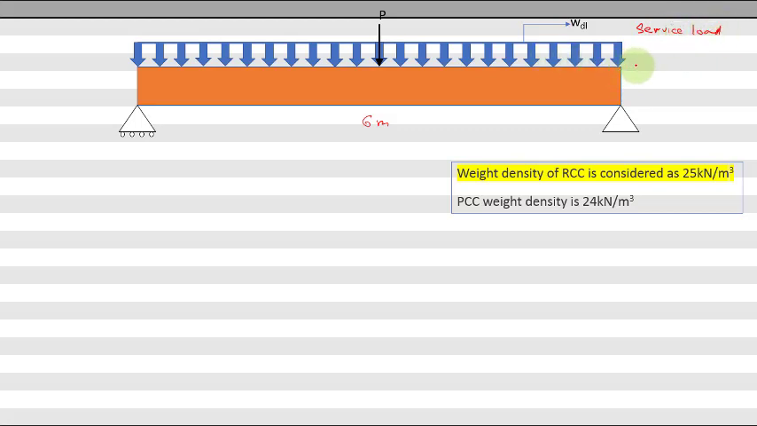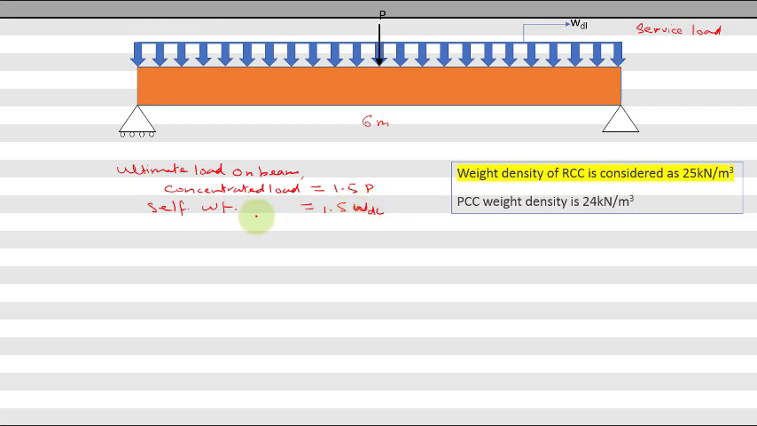How will you get ultimate load? You can get ultimate load by multiplying the partial factor of safety of load, which is 1.5 for your dead load as well as for this concentrated load also. Okay, so I'll write down ultimate load on beam. Concentrated load will be 1.5 times P, and then we have this self weight. This will become 1.5 times weight due to dead load or self weight.